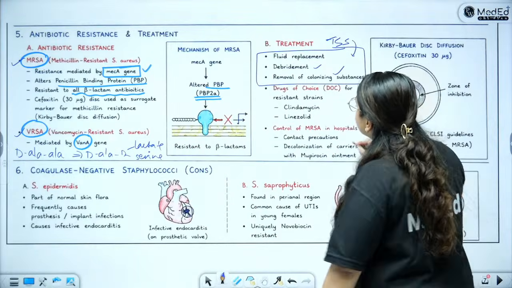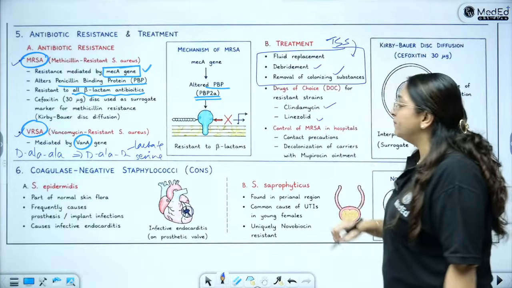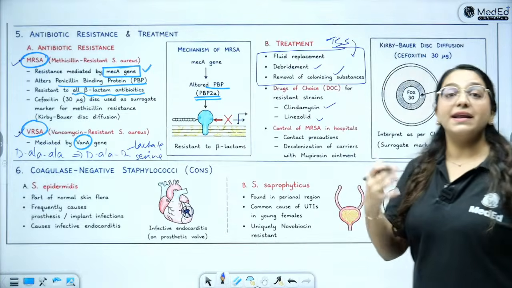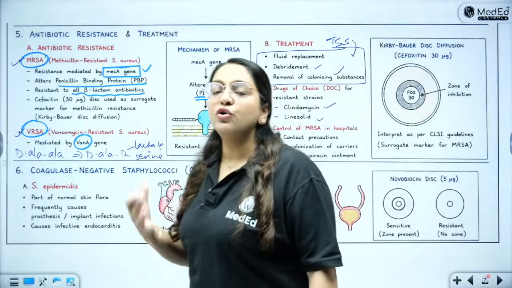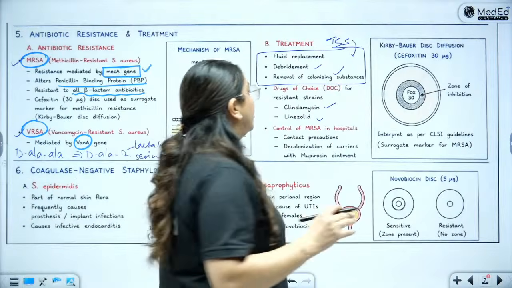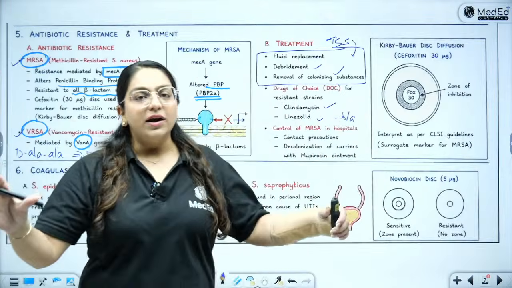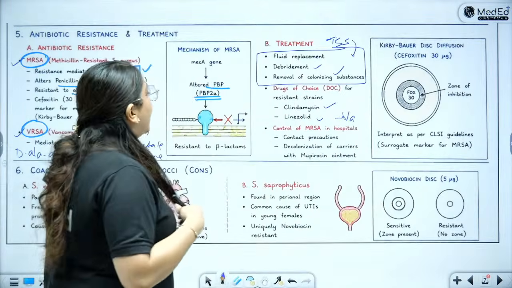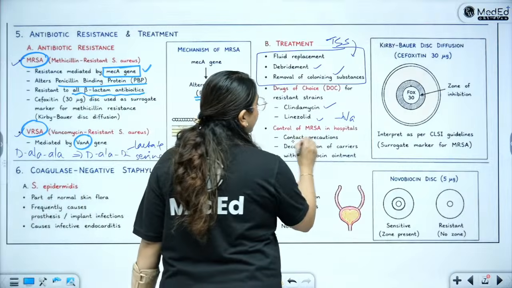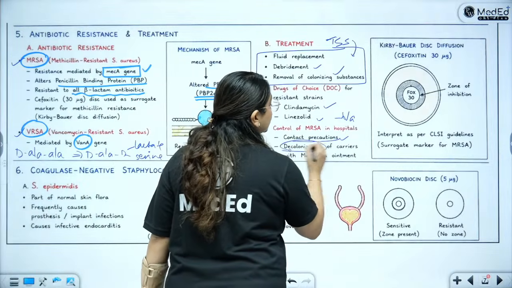Whatever is the source of infection, that has to be removed. The drug of choice is clindamycin and linezolid for the MRSAs, okay? And if it is also linezolid resistant, then finally you have vancomycin, okay? And if it is vancomycin resistant, then God help you. We don't know what else to do, right? Control MRSA in the hospitals. How? We do contact precautions and decolonization of carriers.